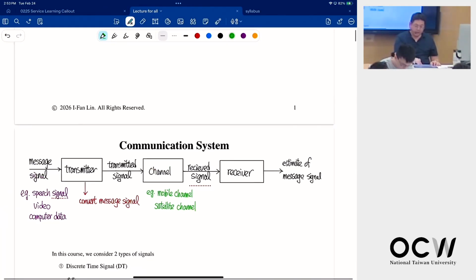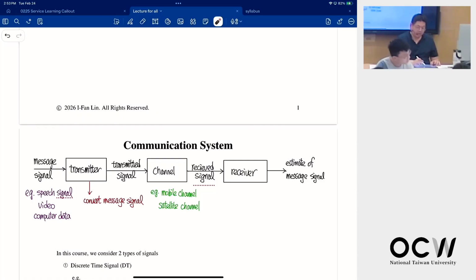Okay, they do something, manipulate those signals, and it is still digitized. So once we have the received signal, we need to send those signals to a receiver, so they can convert it back again to the signals we know, like the speech or the video or the computer data. So here we call it the estimate of the message signal.